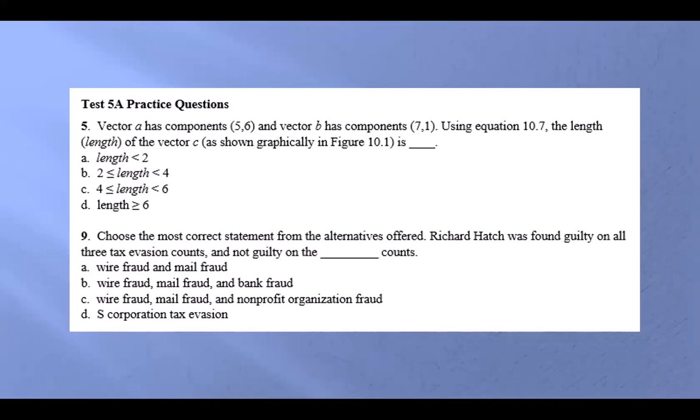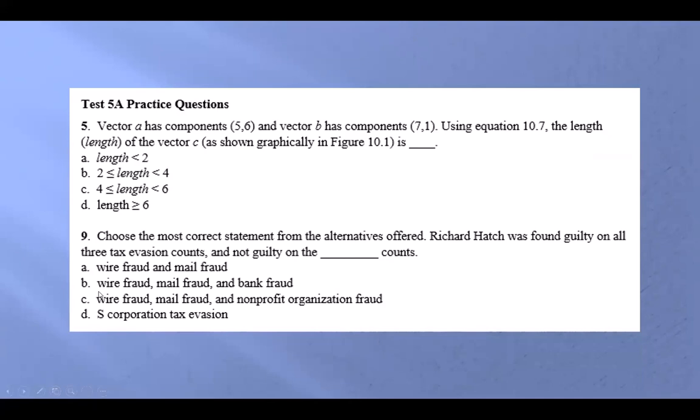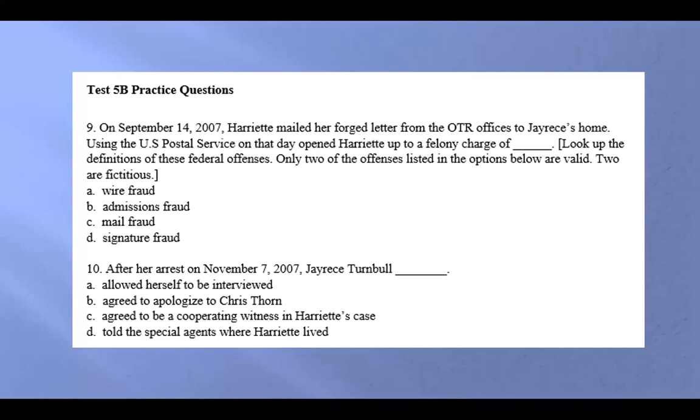Mail fraud, I think. Good call. Number 9, I'm going to point. Wire, mail, and bank. We can just go back here. Was found guilty on all 3 counts and not guilty on the wire, mail, and bank. And I just remind you for the 10th time, it might not be B for you. The program will shuffle things around. 5B, number 9.